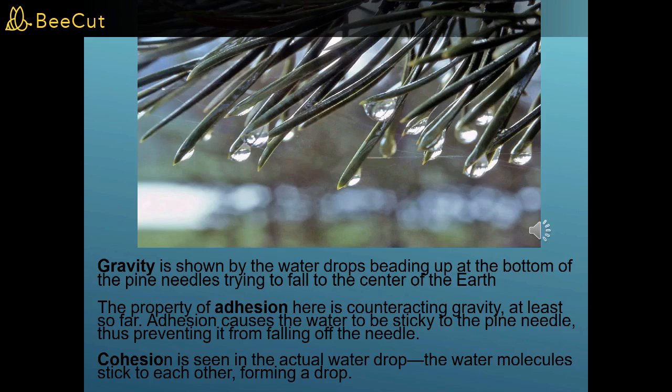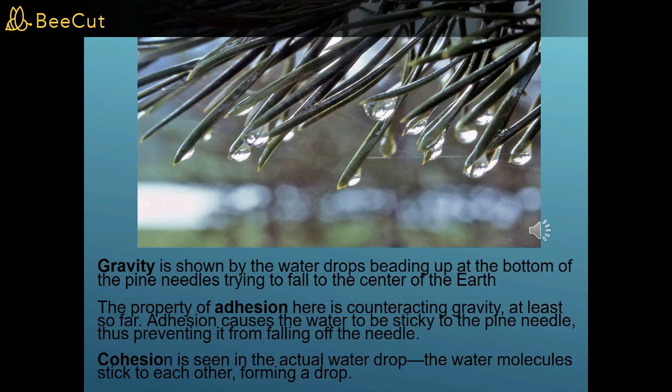Okay, in the morning, have you ever noticed that there are dews or water droplets that stick to the grass, to the tip of the leaves, and also pine needles? These are examples of cohesion and adhesion of water. The water droplets at the tip of the leaves are actually formed by cohesion, which means the water molecules stick to other water molecules to form the water droplet. So this is by the cohesion property.